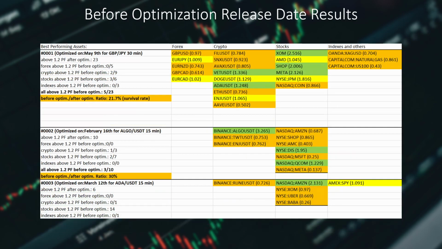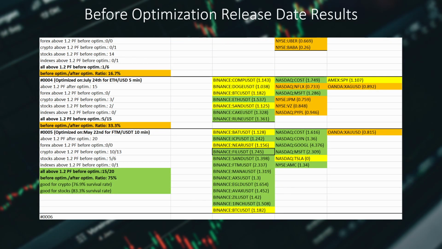Of course, it does not necessarily mean that optimizations with less than 40% survival rate are worthless, but as we are serious about proper risk management and sustainability, we only want to use the best optimizations. In case of optimizations that were extremely good in a specific market, like crypto or stocks, I added a comment like this one.